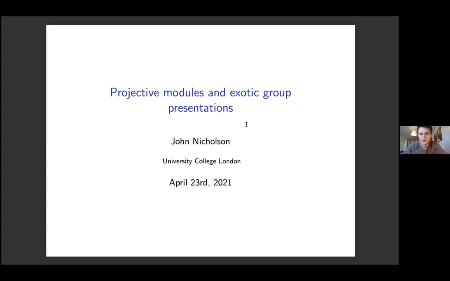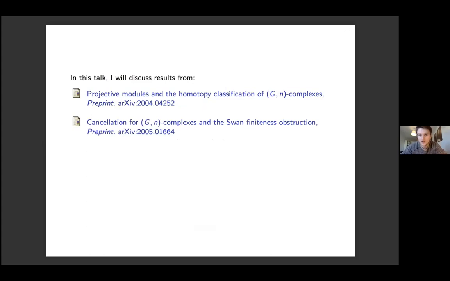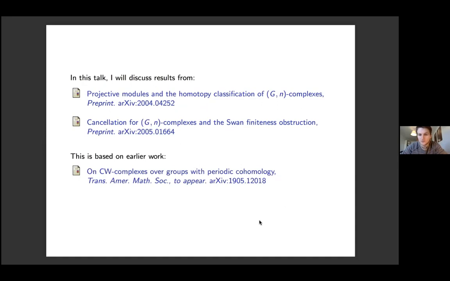Before I launch in, I'll just say that this work is based off of a couple of preprints. The first part is reducing the topological problem to an algebraic one, and the second one is solving that algebraic problem. This is based off of some previous work of mine from the year before, which was focused more on the Wall D2 problem and a certain problem about cell structures of Poincaré complexes. So this is applying those methods to these more general problems of homotopy classification.